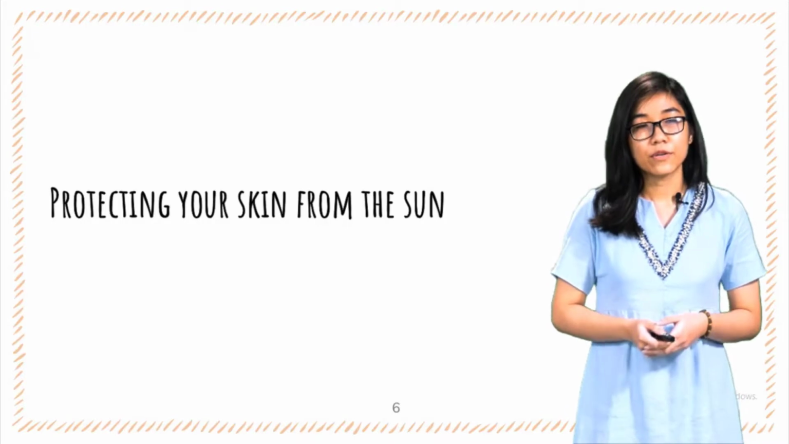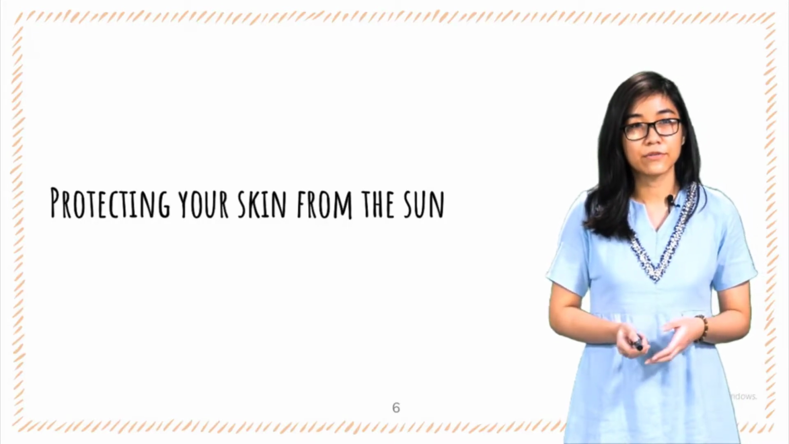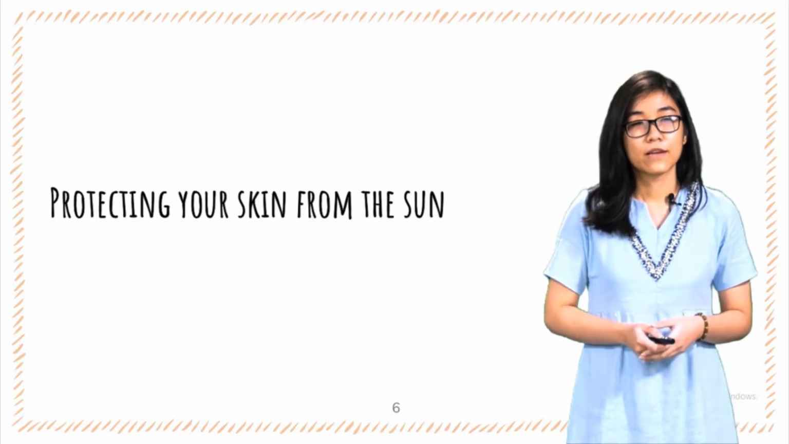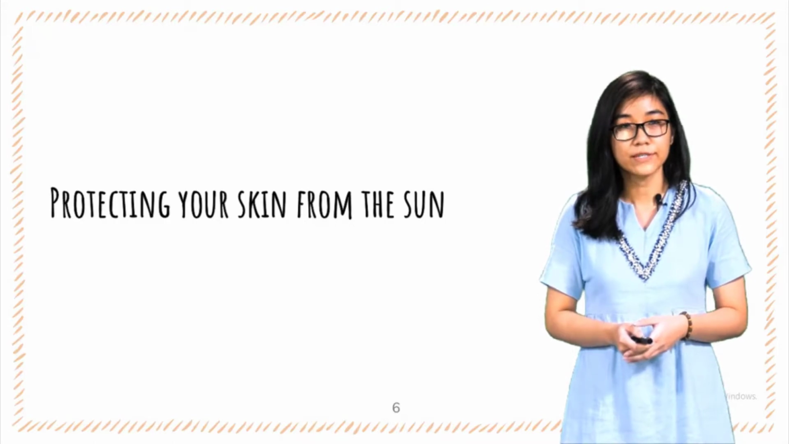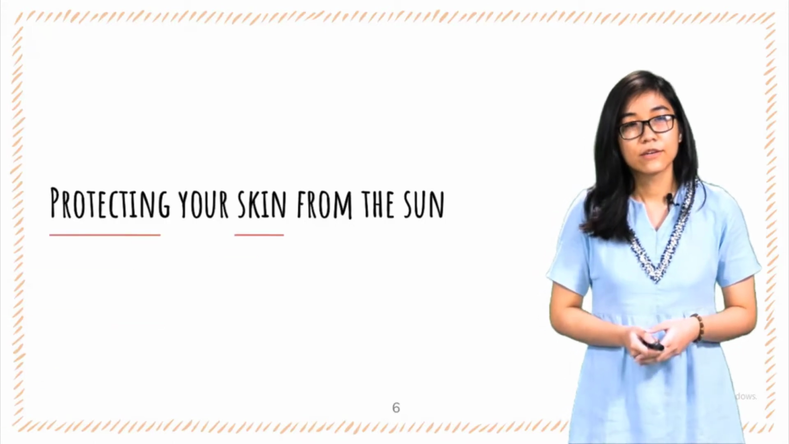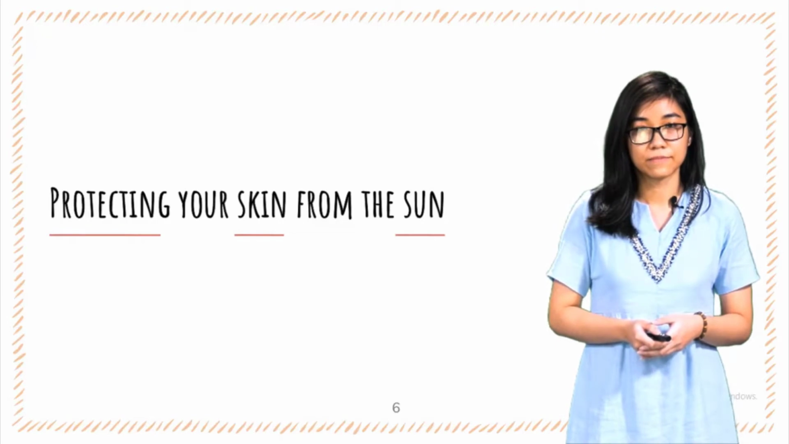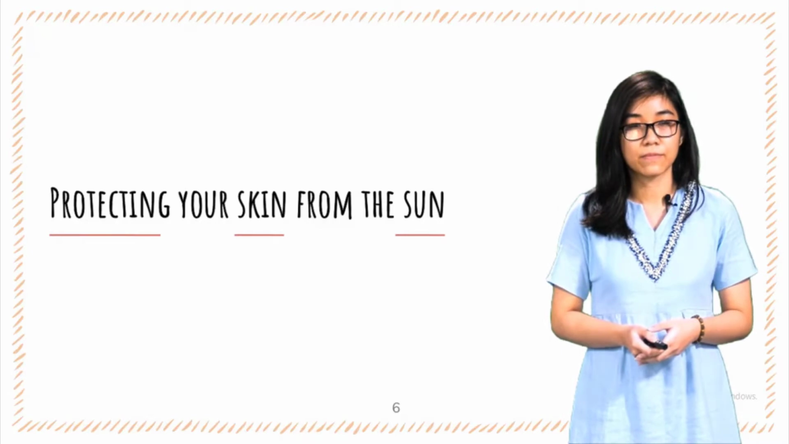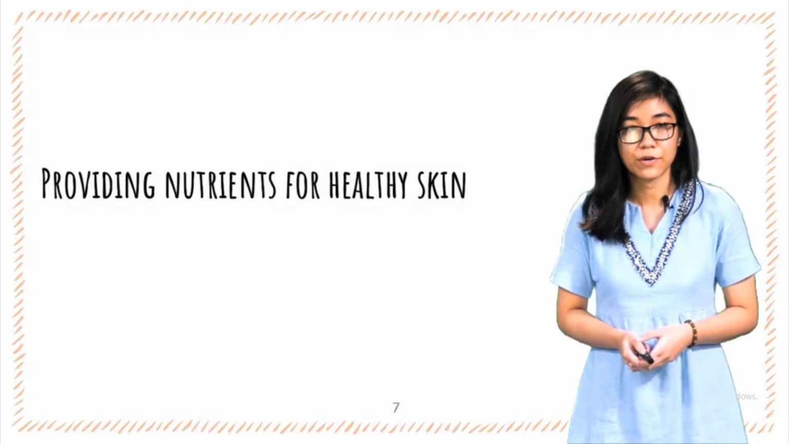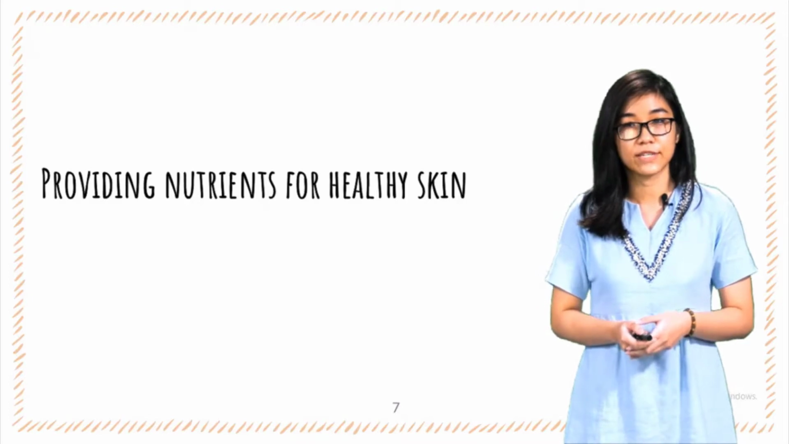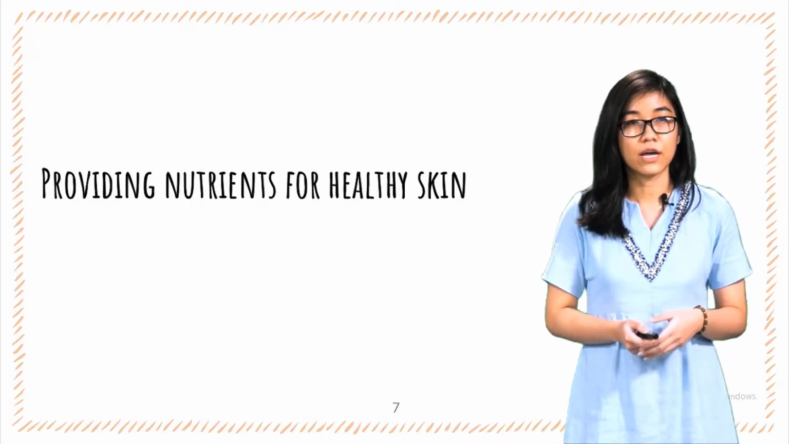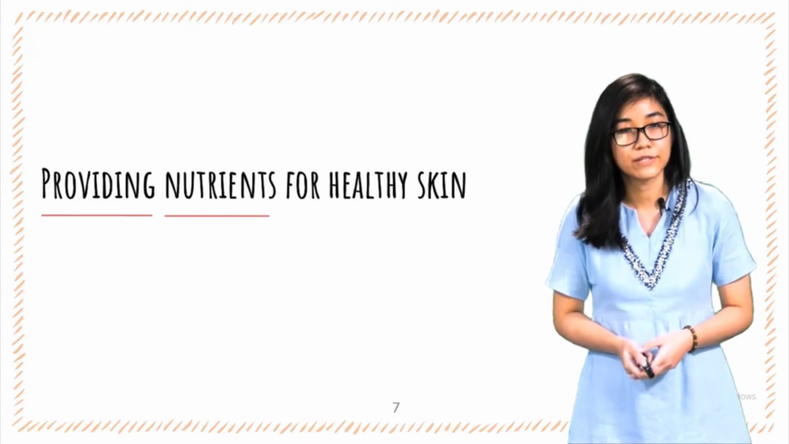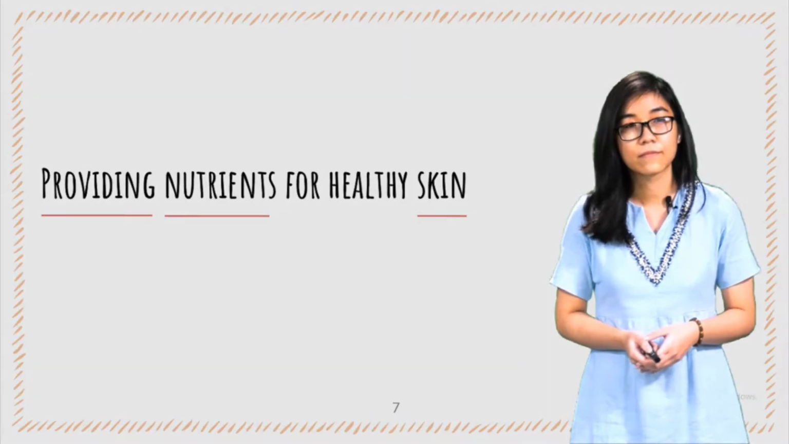All right, now you will have some minutes to think about the keywords of this sentence. All right, now let's check together. In this sentence, we have three keywords. For example, we have protecting, we have skin, and then we have sun. All right, now for the second paragraph, we do the same. Please pause the video and then underline the keyword before we check together. In this sentence, we have three keywords. Of course, we have providing, and then we have nutrients, and lastly, we have skin.